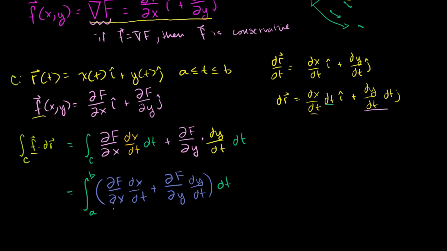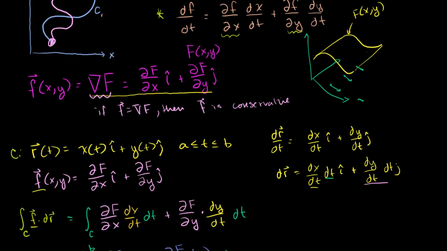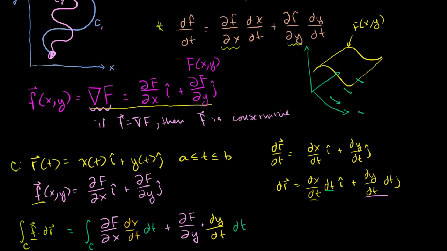Now, you might realize why I talked about the multivariable chain rule. What is this right here? You do some pattern matching. That is the same thing as the derivative of uppercase F with respect to t. Let me copy and paste this just so you appreciate it.